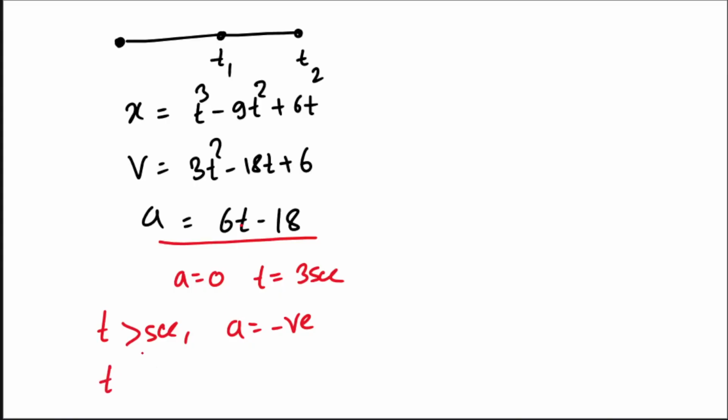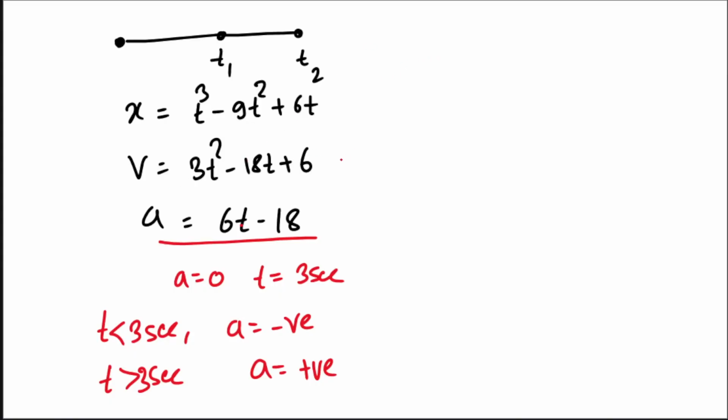And if t is less than 3 second, I have written here. Let me write it more properly. Okay, so t is less than 3 second. For this is this. If t is greater than 3 second, it will be how much? A will be positive. Now let us analyze the motion.